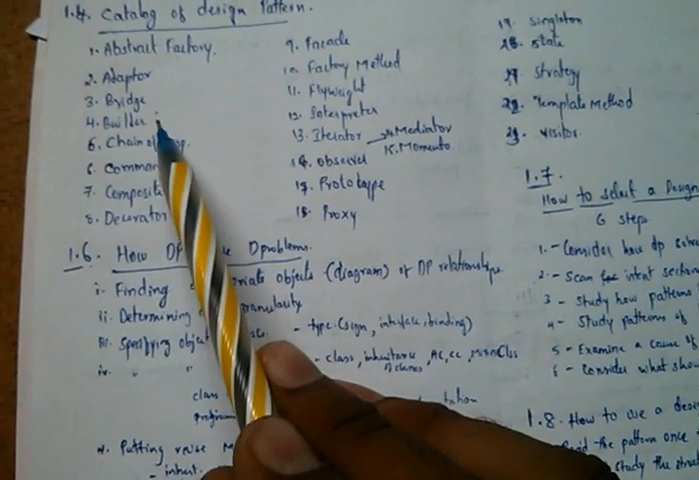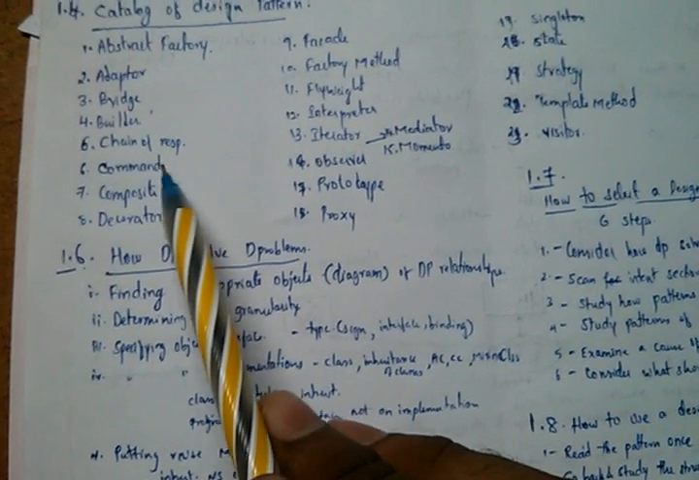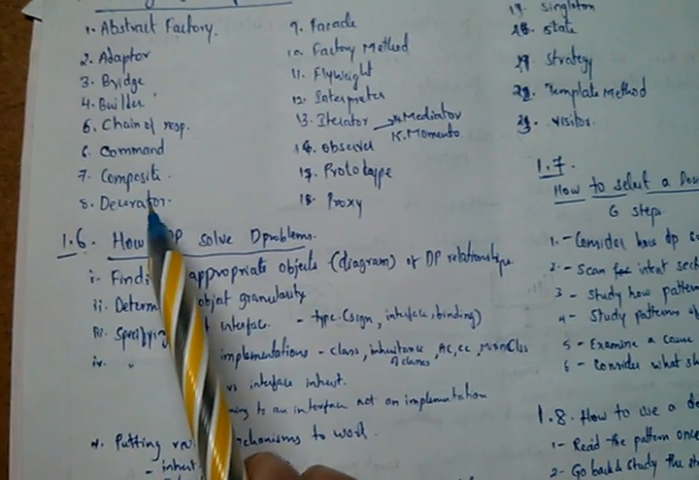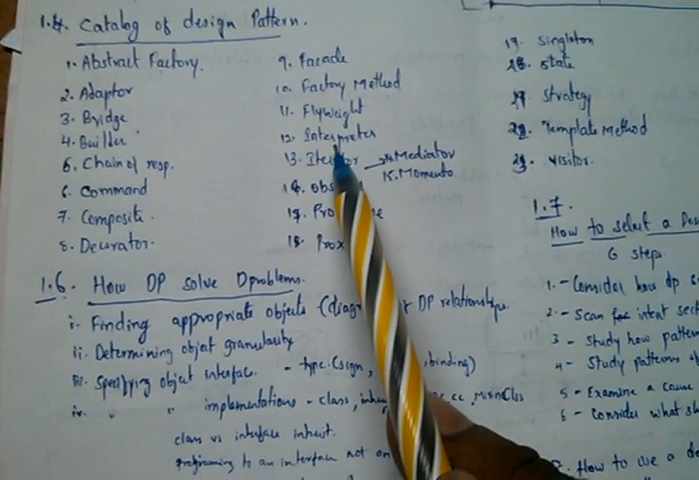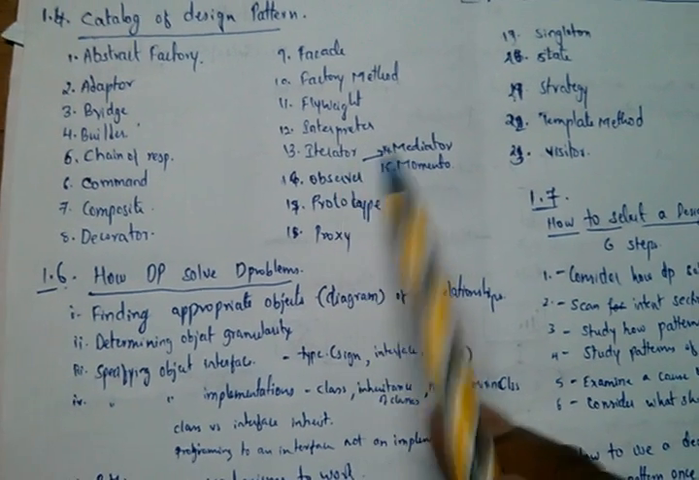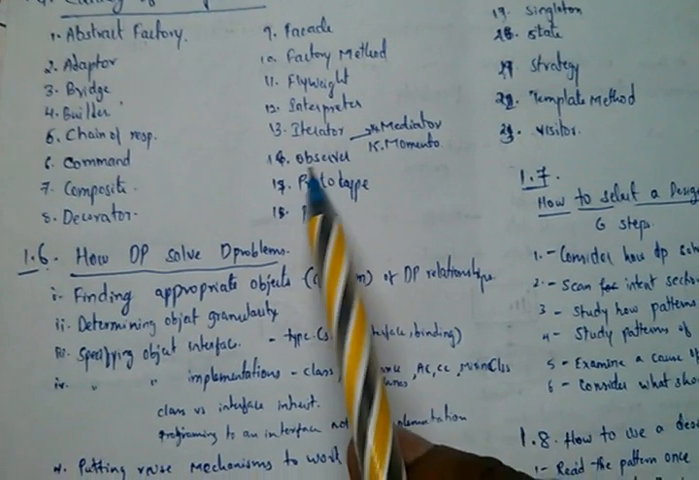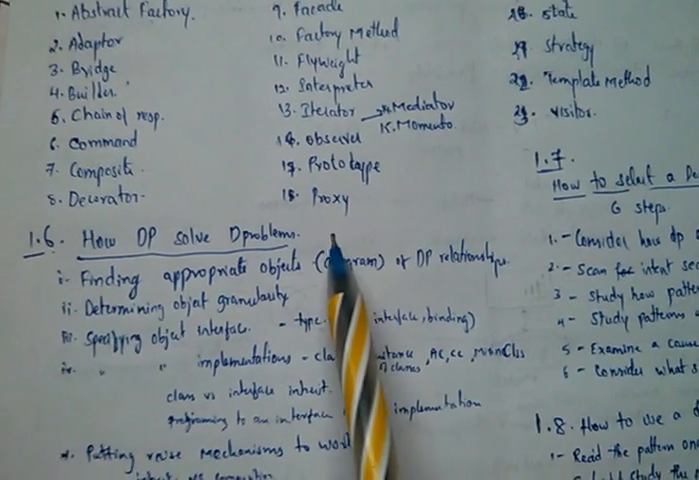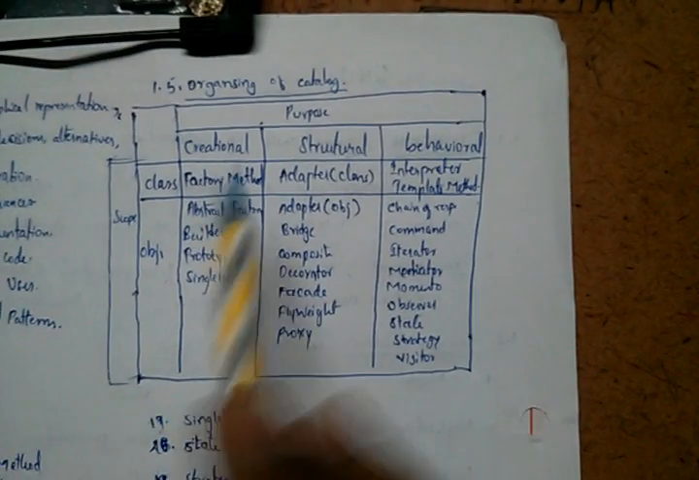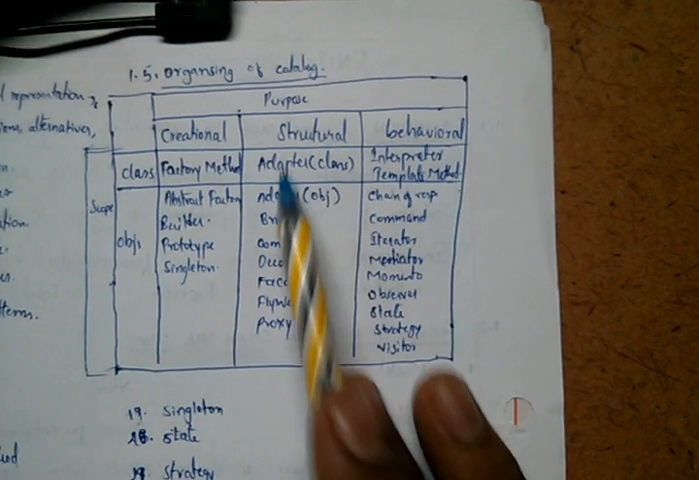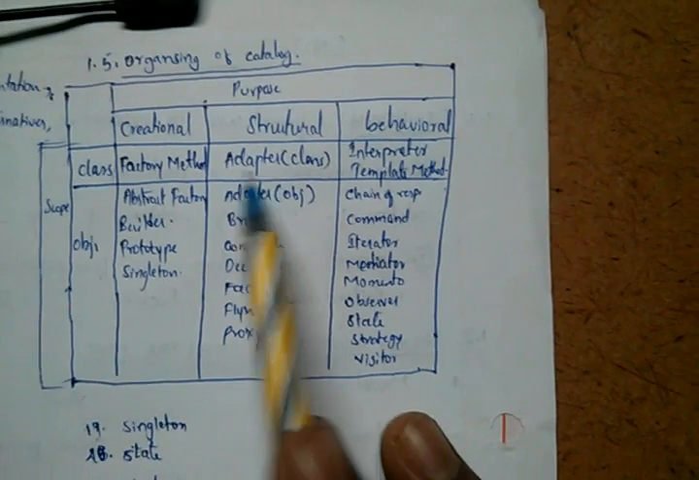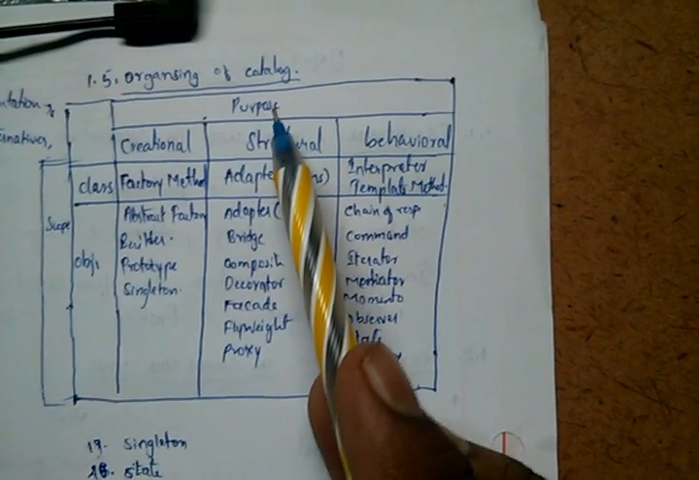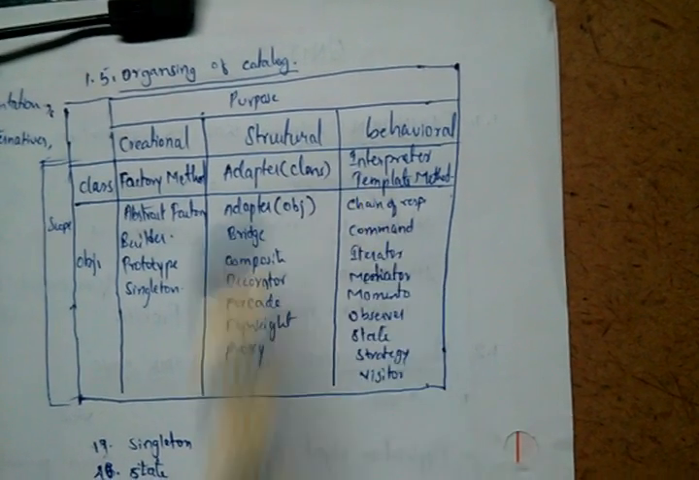Abstract factory, adapter, bridge, builder, chain of responsibilities, command, composite, decorator, facade, factory method, flyweight, interpreter, iterator, mediator, memento, observer, prototype, and proxy. So these can be categorized into a catalog for organizing them in a structural way, where the purpose can be of three types: creational, structural, behavioral.